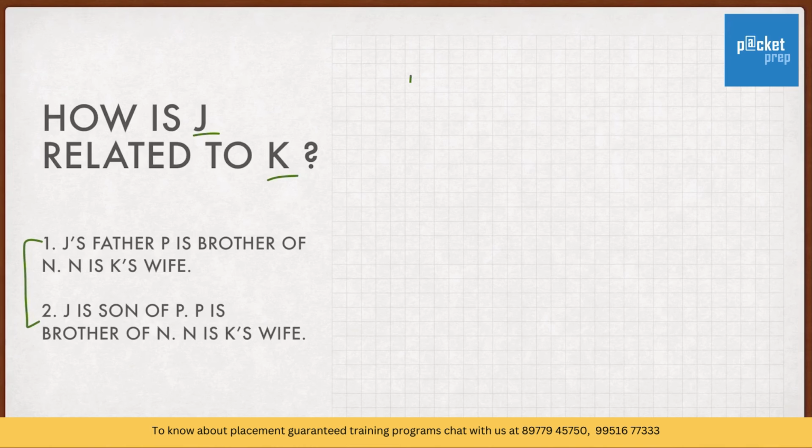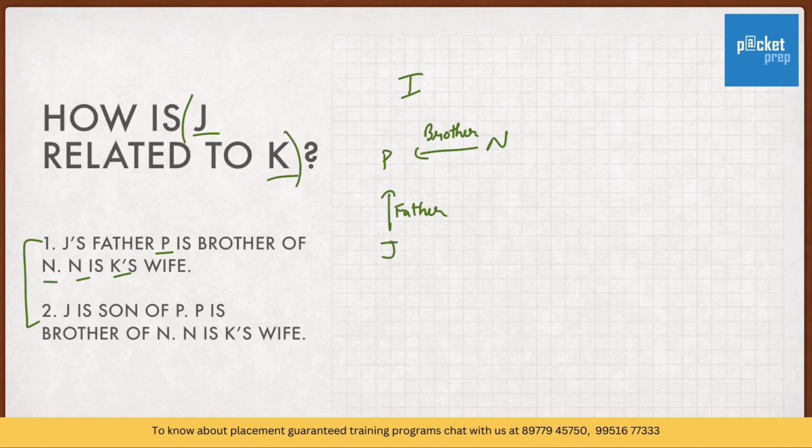Let's find out. The first statement states that J's father P is brother of N. N is K's wife. Let's diagrammatically represent this. According to statement 1, J's father is P, isn't it? And P is brother of N. Yes or no? Now in the question, it is given that how is J related to K? We have to find out the relationship between J and K. But by using statement 1, the last statement is given as N is K's wife. So wife of P's brother N is K. Now we have represented the statement 1 in a diagram.